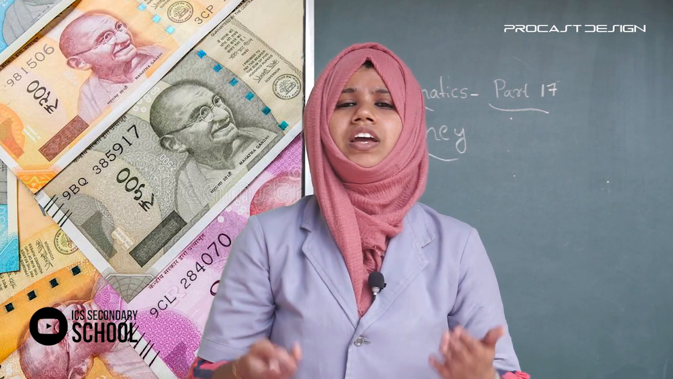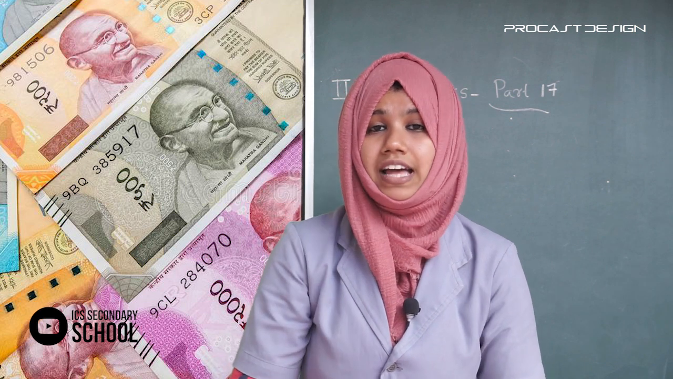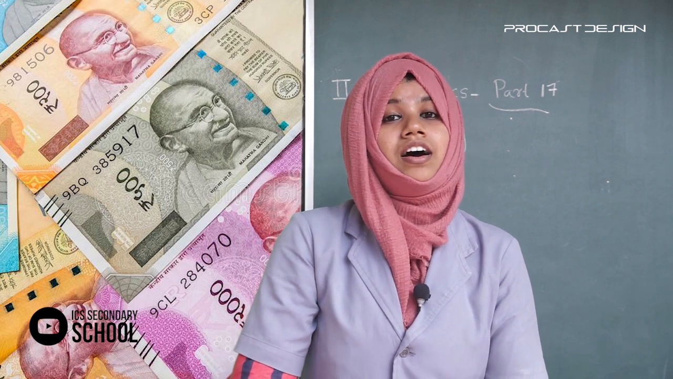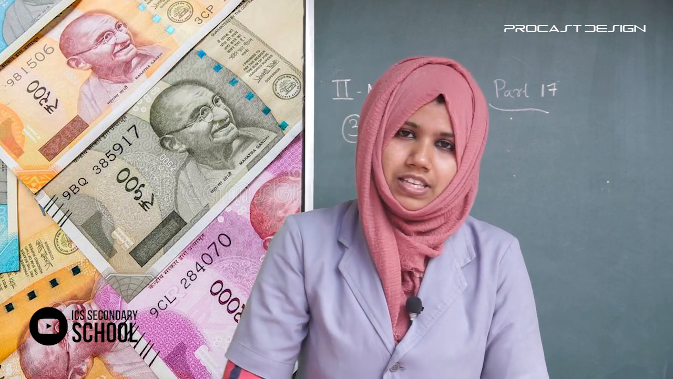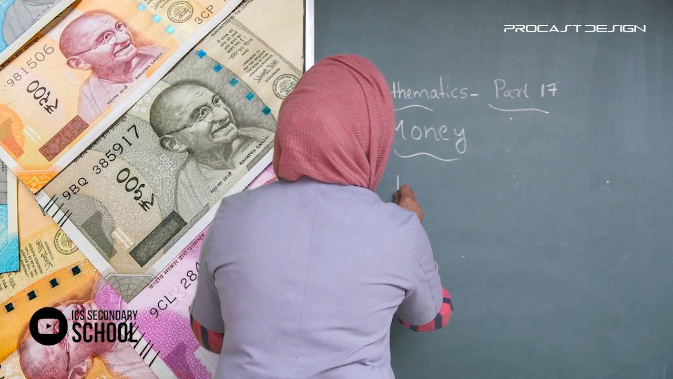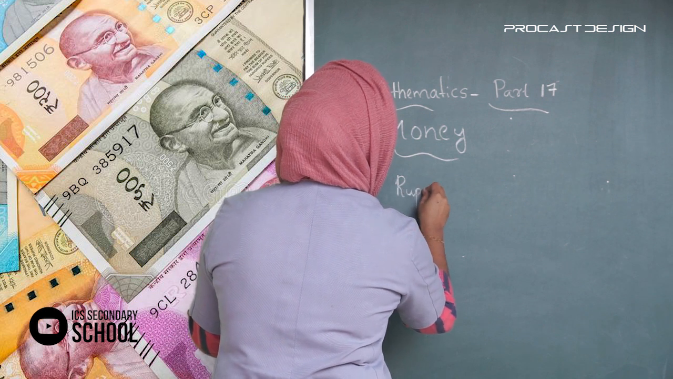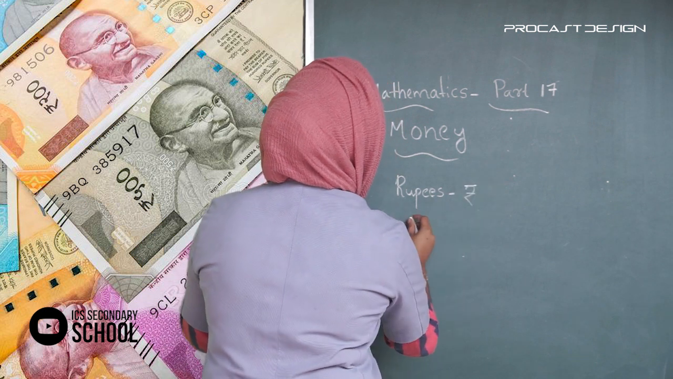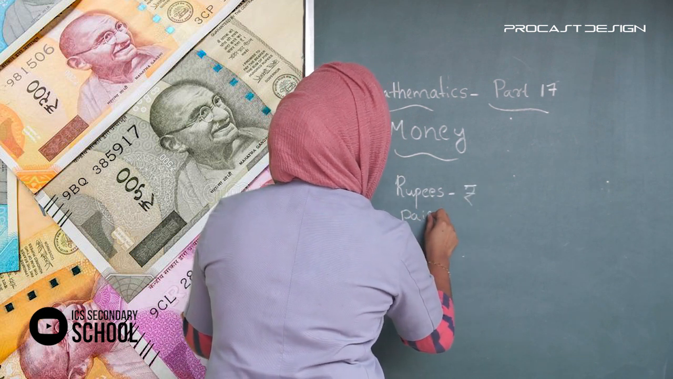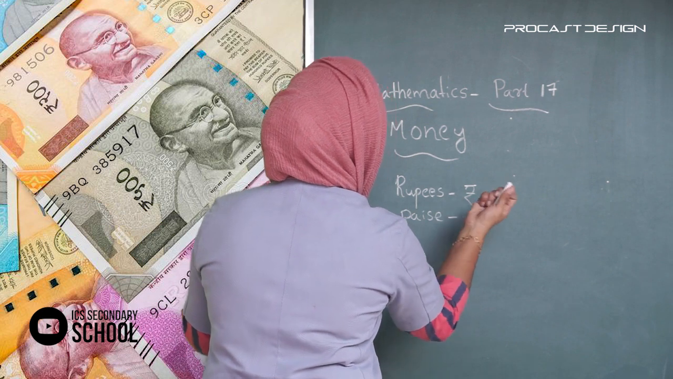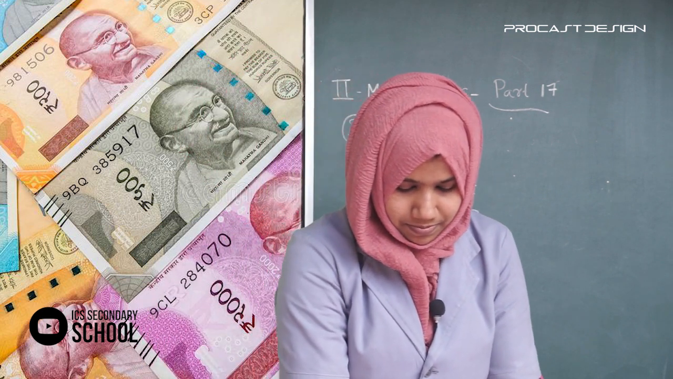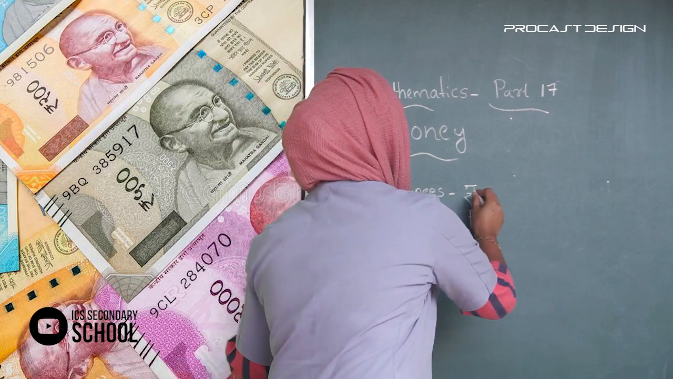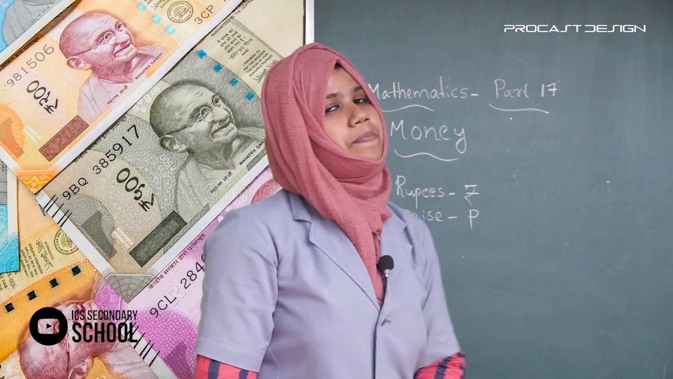In India, money is counted in rupees and paise. Rupees is represented like this and paise is represented by P.